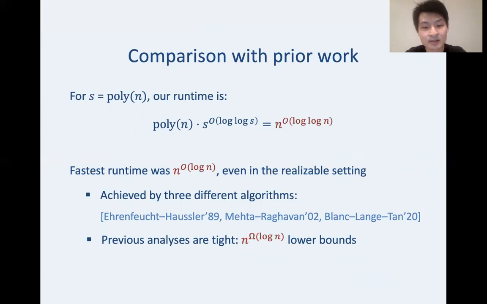And in fact, the analysis for all three algorithms are tight, meaning that there are concrete instances on which the algorithms have to run in time n to the omega log n to find an accurate tree. So in other words, to achieve our faster runtime, our algorithm should be a bit different from all previous algorithms.